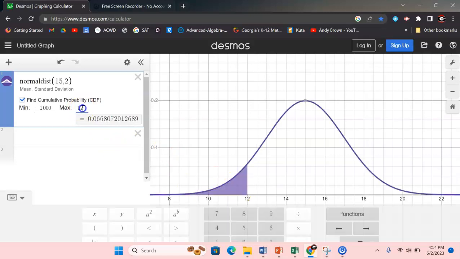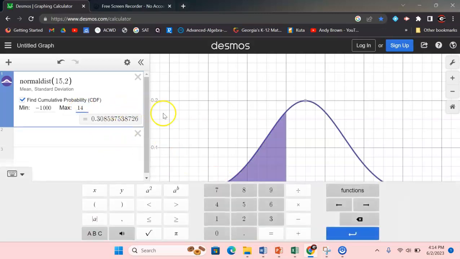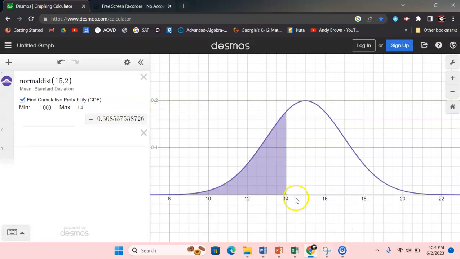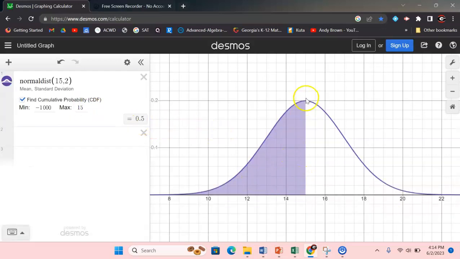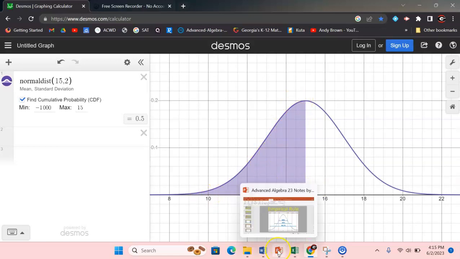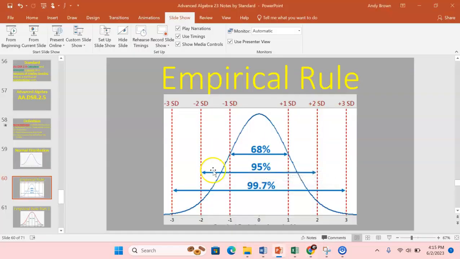If I were to go to 14 though, let's do that. Notice that now you have a more significant portion that's shaded. This would be about 31%. If I were to venture to 15, that's exactly 50%. And you see that symmetry there. So that's the idea that's going on. It's not so much the height that we're concerned about, it's how much area has been captured as you go from left to right. It's important to understand that.